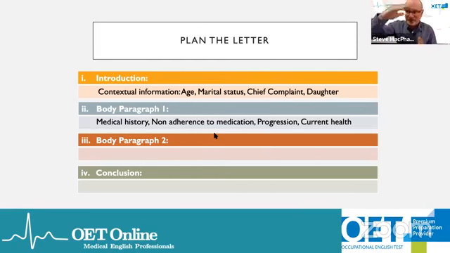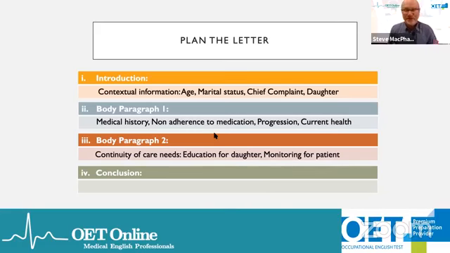I don't have to follow the order necessarily of the case notes. I'm going to select the information a little bit more topic-based. So I'll talk about his medical history first and that non-adherence. Body paragraph 2, we can talk about his current needs, the continuity of care needs, education for daughter, monitoring for patient. In a sense, it's chronological, but it's also topic-based, which will make it hopefully easier to access information. And then a nice short and sweet conclusion that you will see.